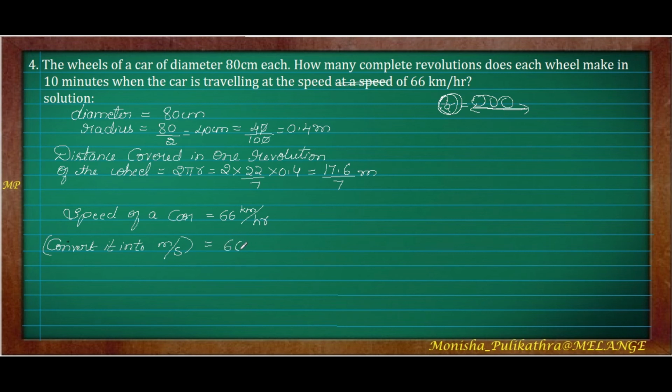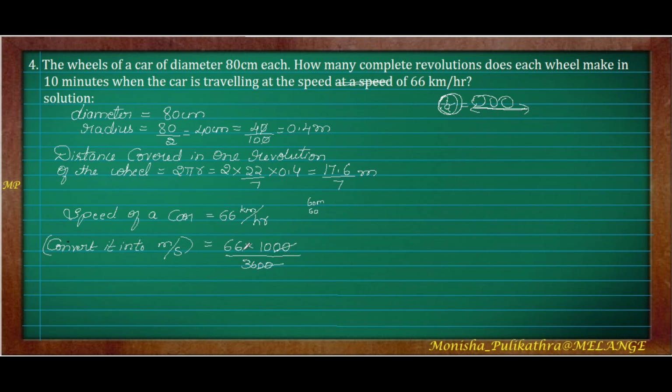So 66 into, we know that 1 kilometer is equal to 1000 meters. If you want to convert kilometers to meters, you multiply by 1000. Next, hour to second. Hour to minute is 60 minutes, and minute to second is again 60. So 60 into 60 is 3600. These are the conversions you have to make: kilometer to meter is 1000, hour to seconds is 3600.